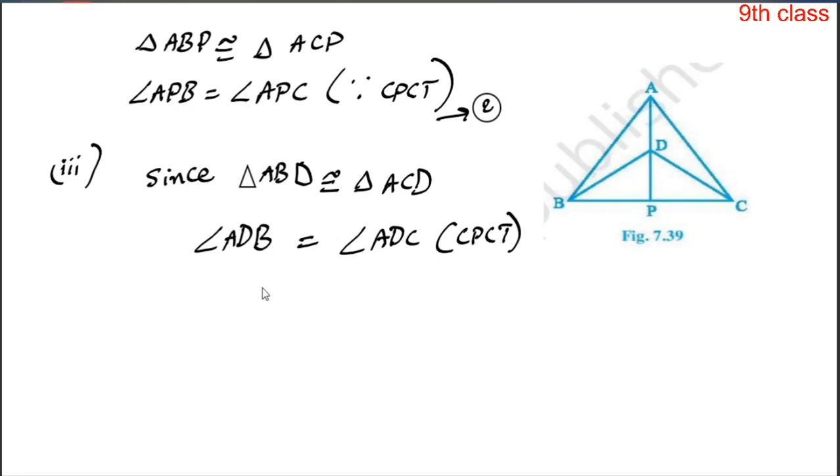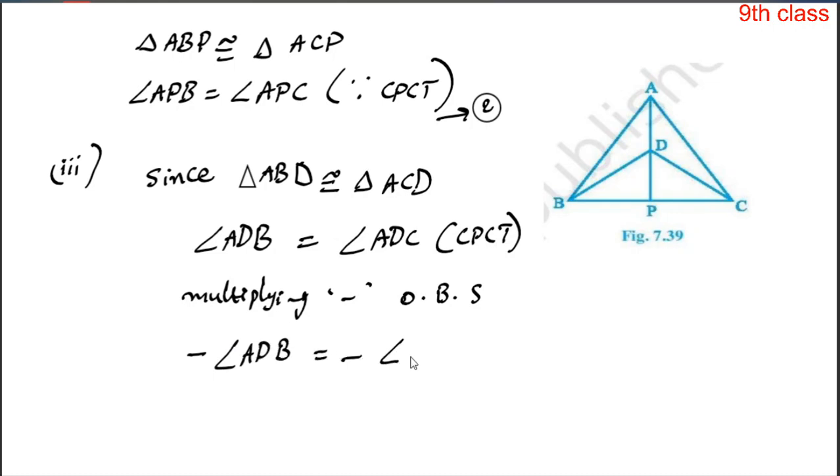We multiply by minus on both sides of the above condition. Angle ADB is equal to angle ADC. So minus of angle ADB is equal to minus of angle ADC.